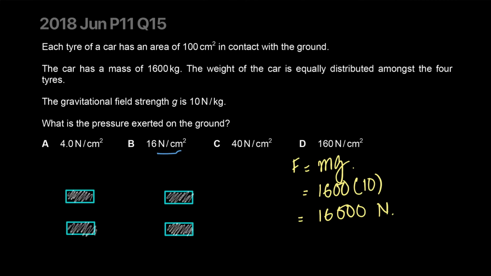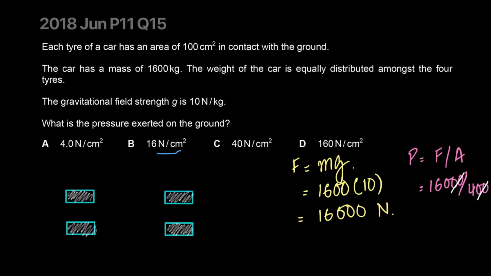So to calculate the pressure, calculating the pressure is going to be pretty simple. It's going to be force over area, where the force is 16,000, sorry, and the area is actually 400, right? 400 because there are 4 of these 100 centimeter squared contacts. So 4 tires, essentially. Fancy way of saying tires.